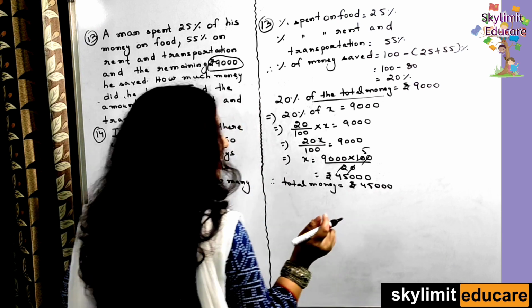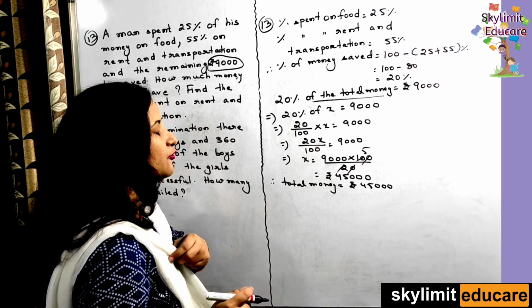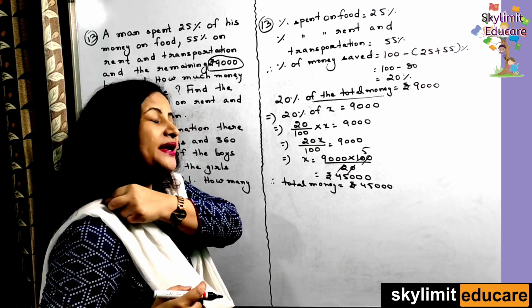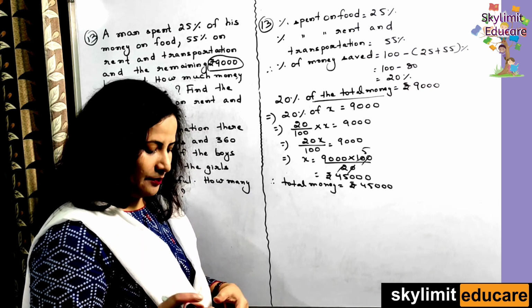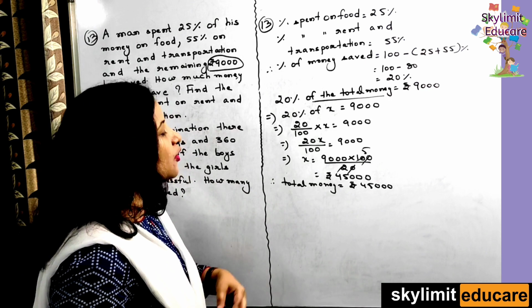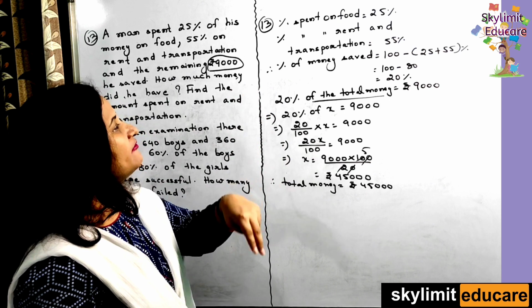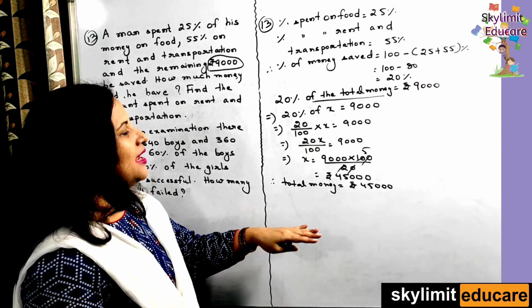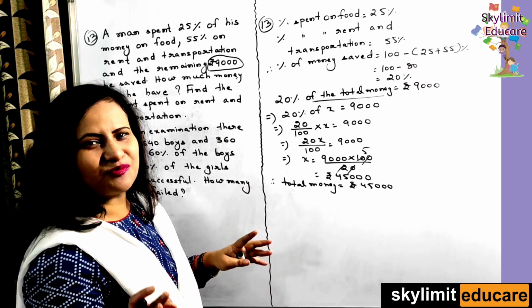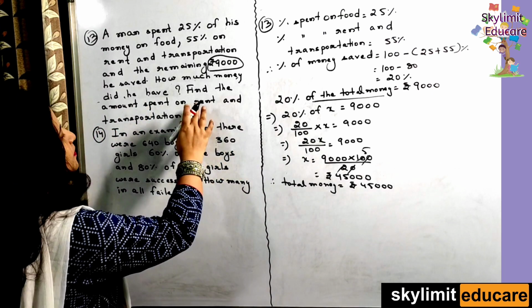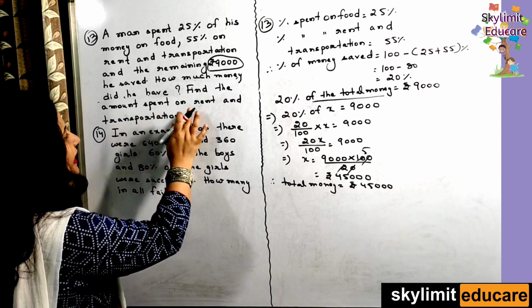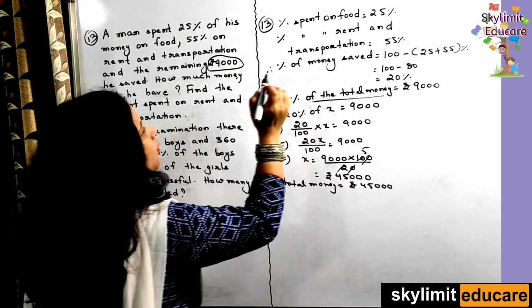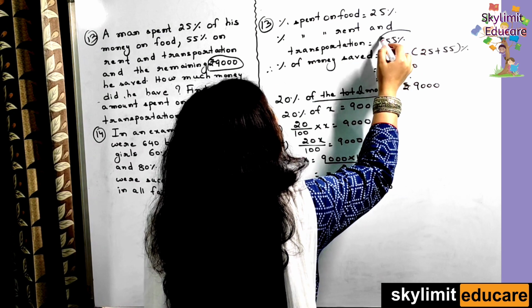45,000. That means the man had, in the beginning before spending, rupees 45,000 with him. Out of this 45,000 he spent 25% on food and 55% on rent and transportation, and the remaining 9,000 was saved by the man. You're also supposed to find out the amount spent on rent and transportation. We only know the percentage.